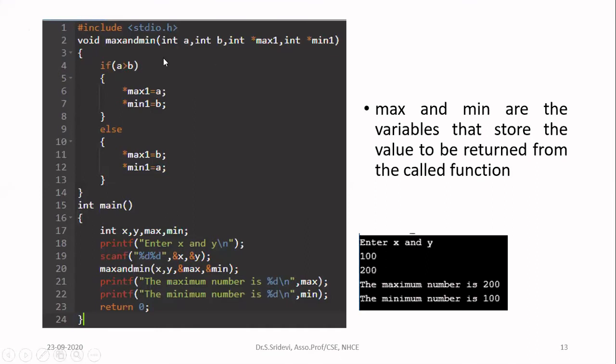Now look at the arguments. We have 4 arguments. Since we passed x and y as call by value, here I am going to simply write int a comma int b. Okay, whereas in the next arguments I have passed the address. Since I have passed the address, I have to declare 2 pointer variables here, because in pointers only we can store the address. So I am declaring 2 pointer variables, int star max1 comma int star min1.